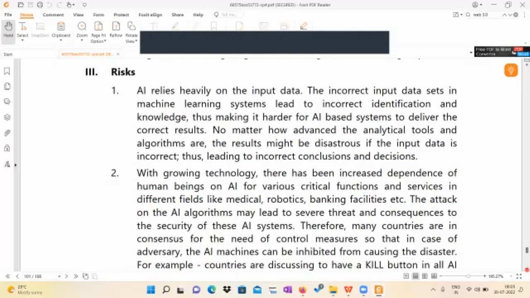And the second thing is that with growing technology, humans' dependence on artificial intelligence increases more, and it leads to severe threat and consequences to the security of the artificial systems. So care has to be taken for this.